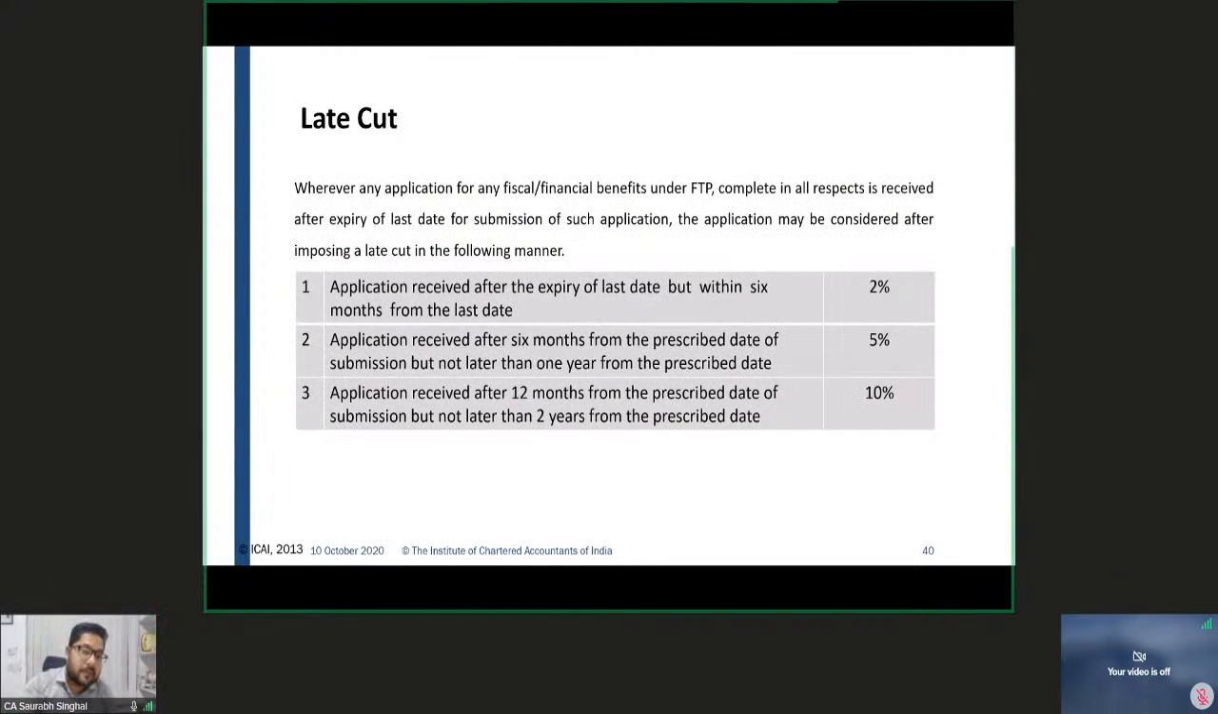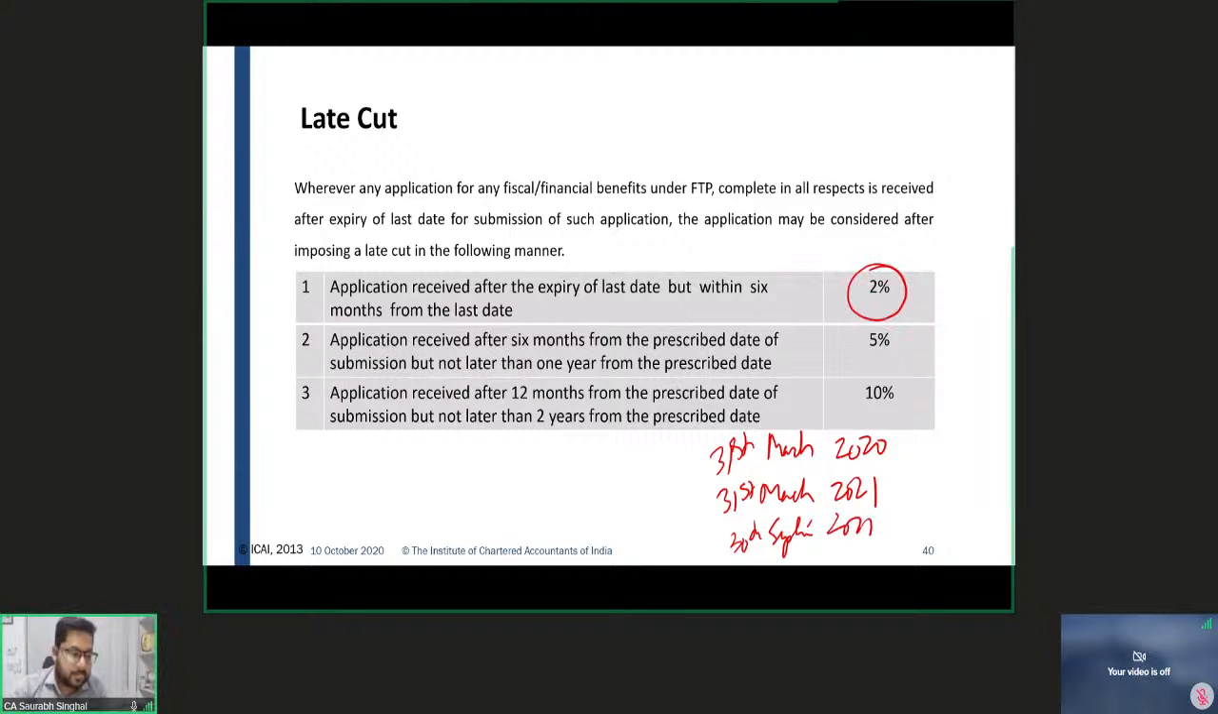Now, suppose you do not file the application for MEIS before the concerned RA or SEZ Development Commissioner within the time limit, then what happens? Suppose the let export order date is 31st March in your case. If your application is not filed by 31st March 2021, but within 6 months of 31st March 2021, that is 30th September 2021, then there will be a late cut of 2%. Meaning thereby, if you are eligible for 1000 rupees scrips, you will be given 98% of 1000.